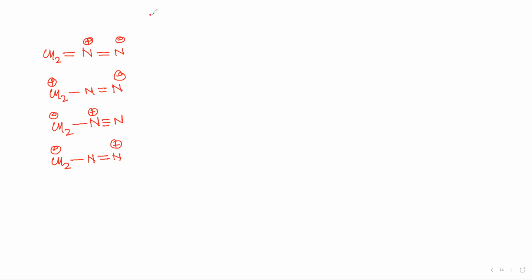Number of covalent bonds. Tell me the number of covalent bonds in the first one. How many bonds can you see? Covalent bond or double bond, single bond, any type of bond. How many bonds can you see? 2 bonds. Only 2 bonds.